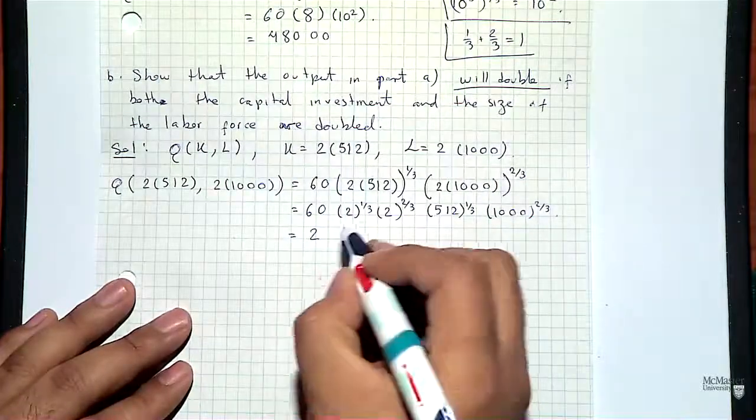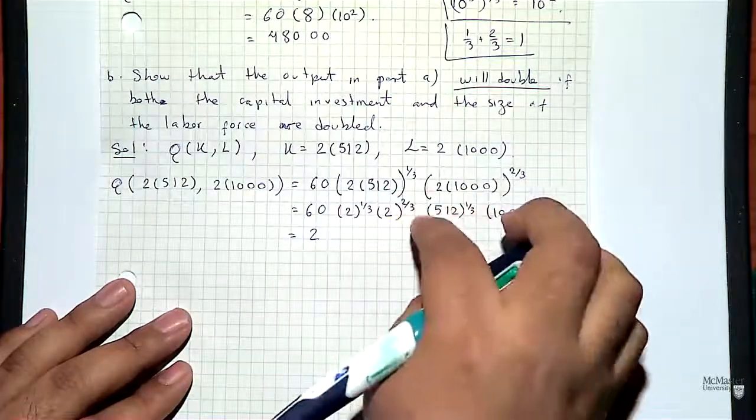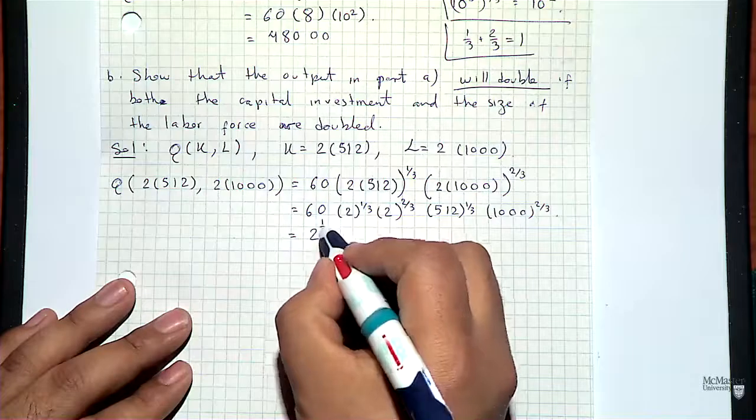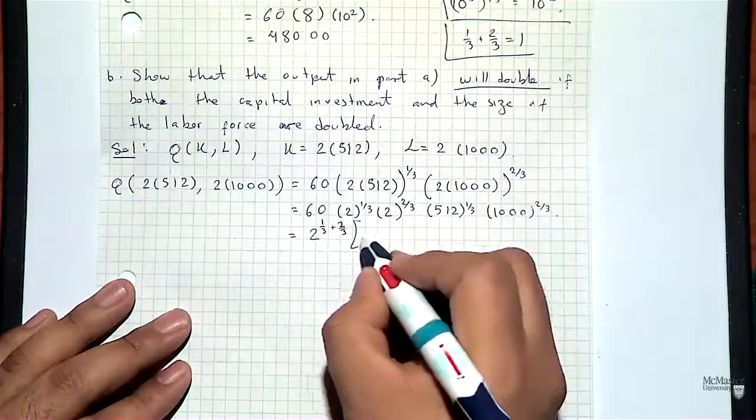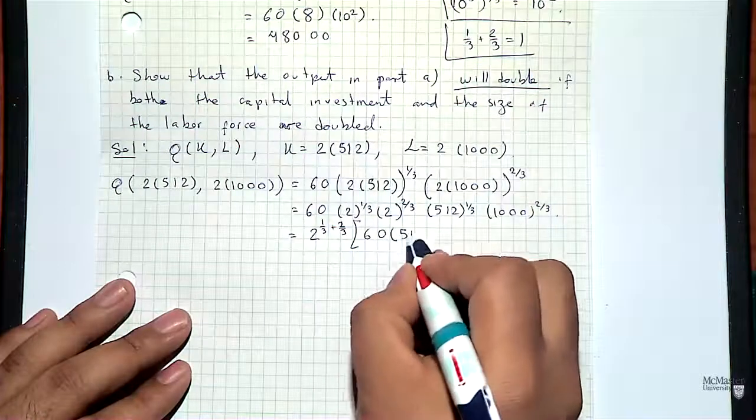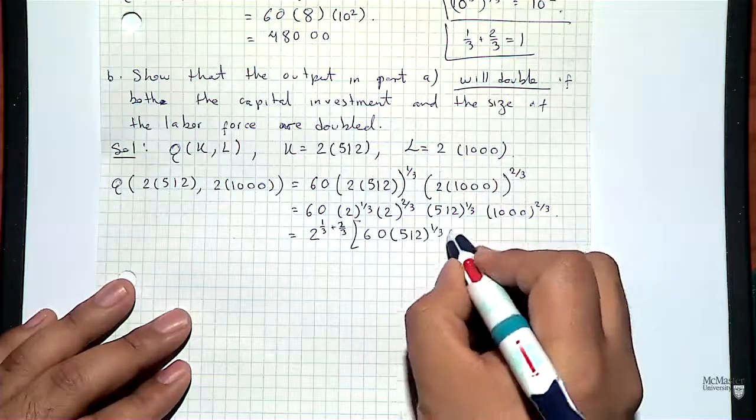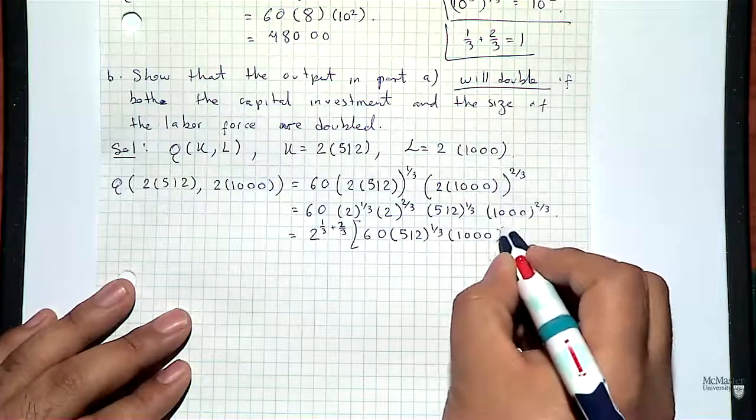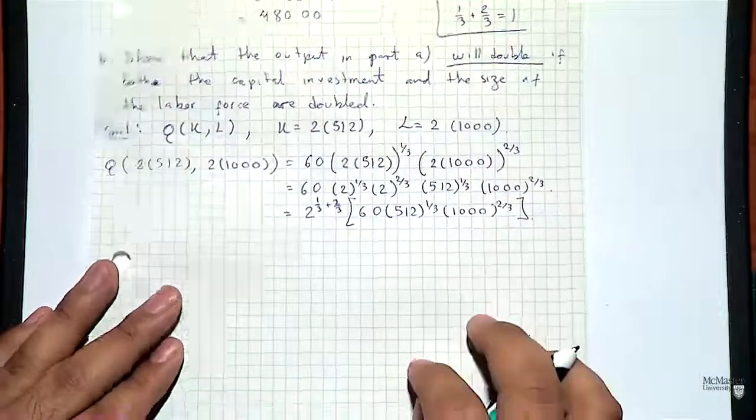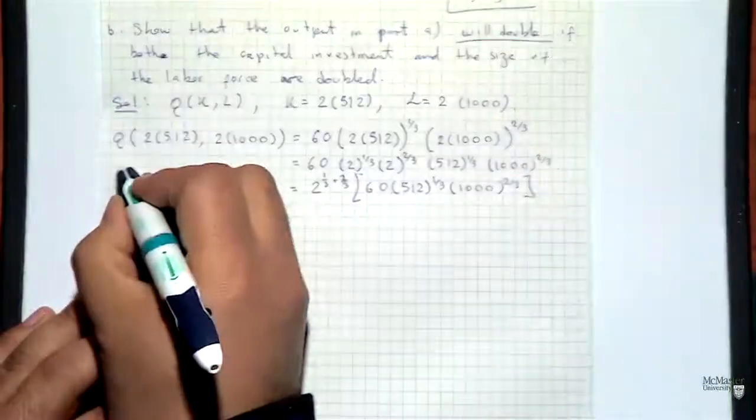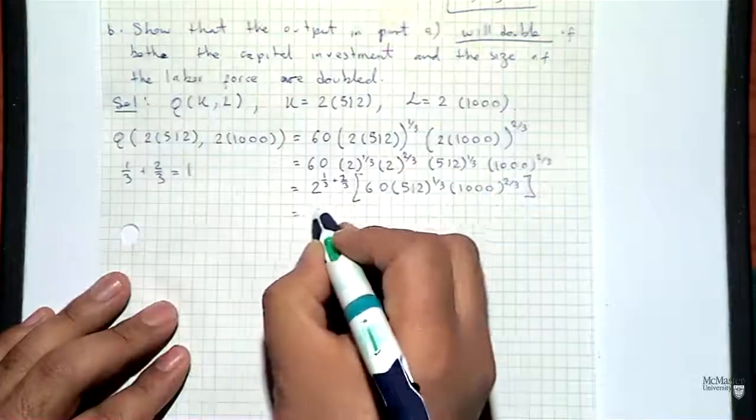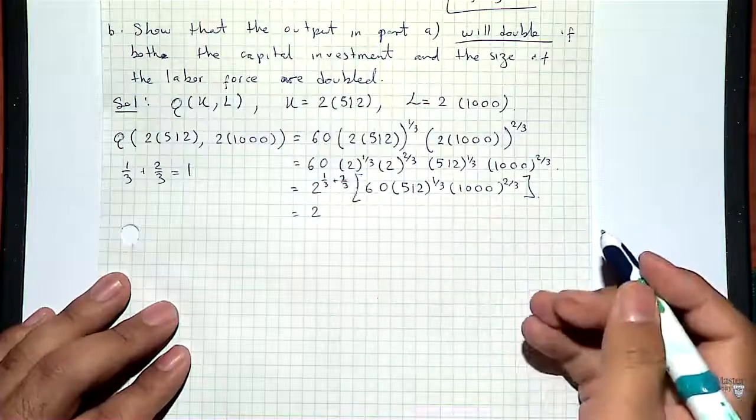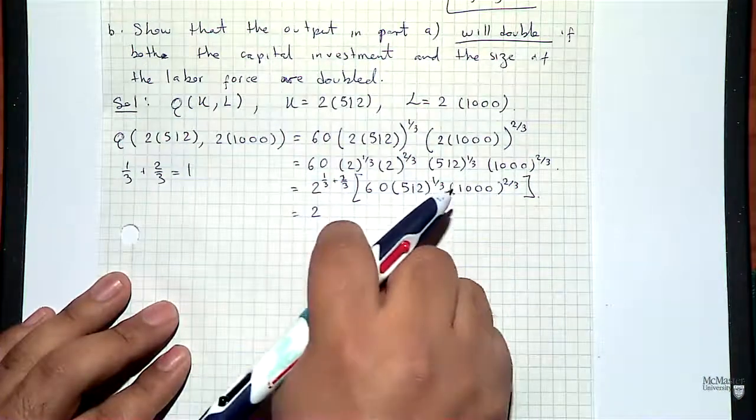Well, the second thing in factorizing conveniently is that I can put these two together, and this is 2 to the 1/3 plus 2/3. And then I can have this as 60 times 512 to the 1/3 times 1000 to the 2/3. Now, I know that the constraint is that 1/3 plus 2/3 is equal to 1. So that means that this is 2 to the 1 power, which is equal to 2. So now you see why we have this constraint.